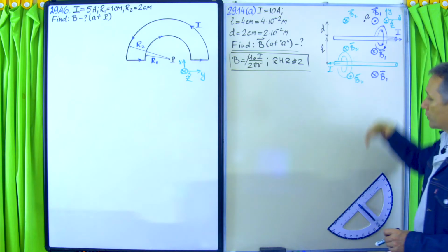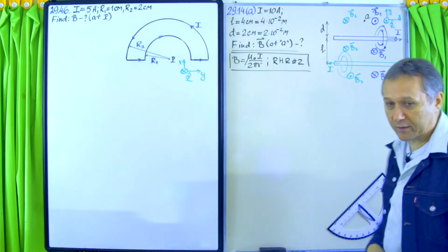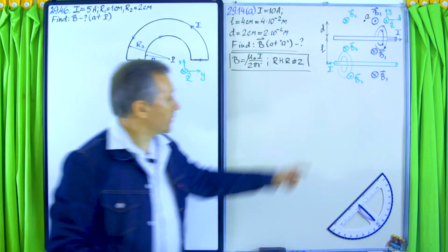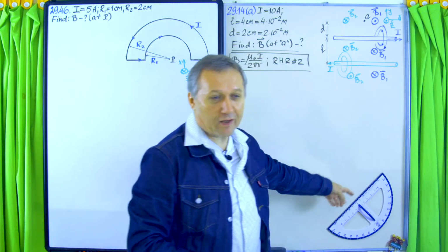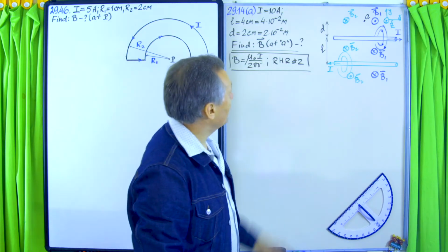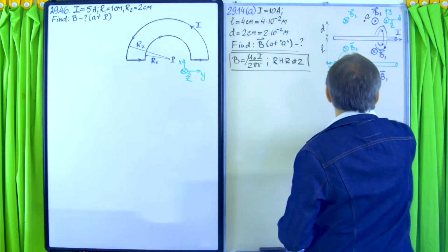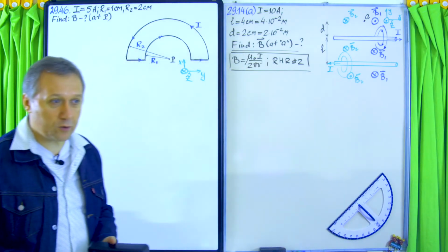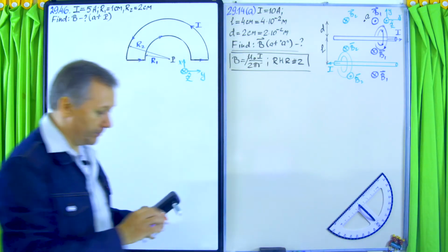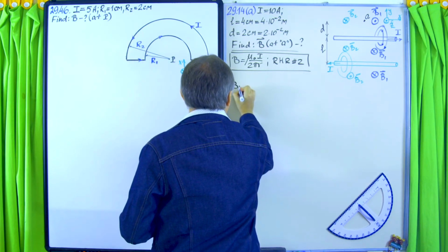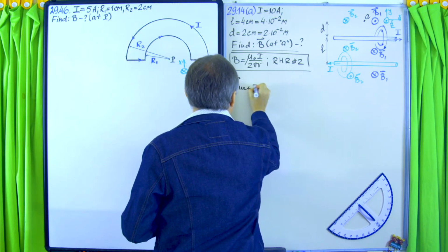So you will need, of course, these vectors for your homework. And of course, I can draw these dots and continue drawing them as much as I want, but for us, we need only these two. And so now we just need to apply the principle of superposition. So I will write B net equals.